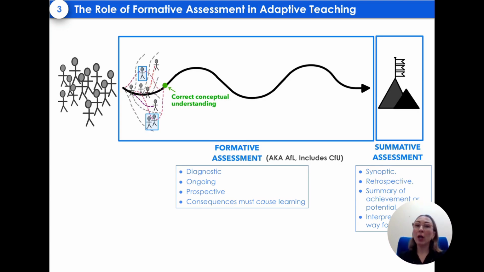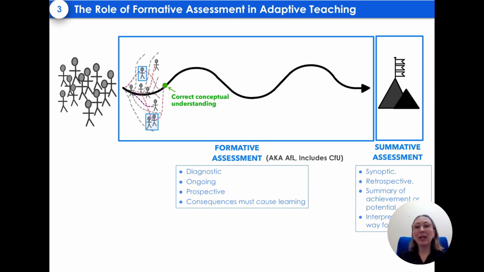So just a little bit about terminology here. Assessment for learning is synonymous with formative assessment. It was another term which was introduced later on with the best of intentions, potentially has not been more effective than the term formative assessment, but essentially synonymous terms.